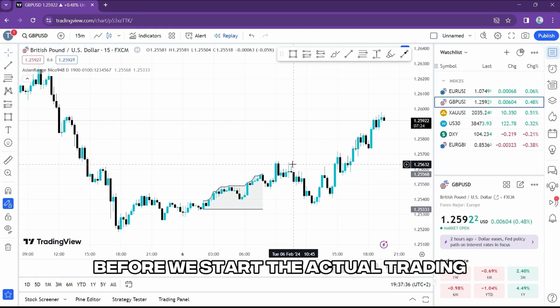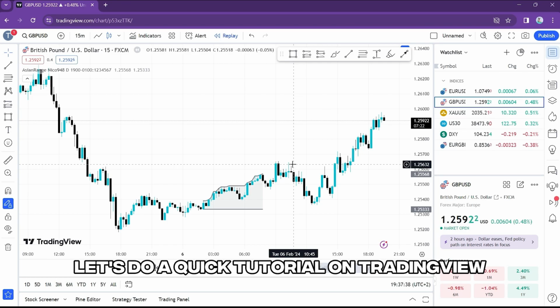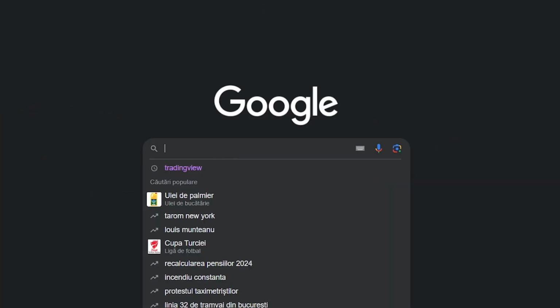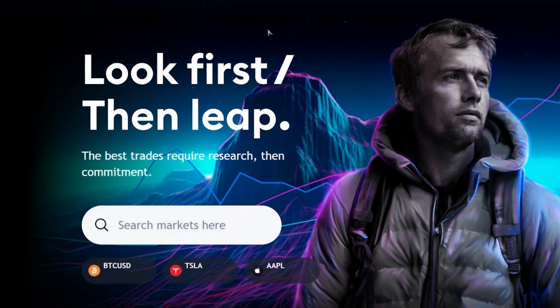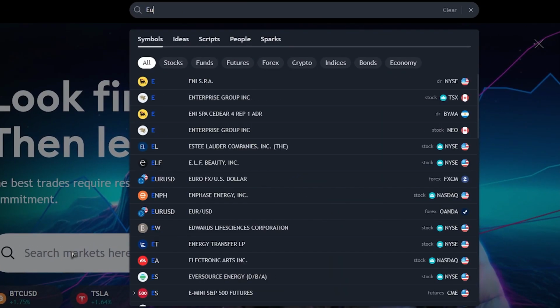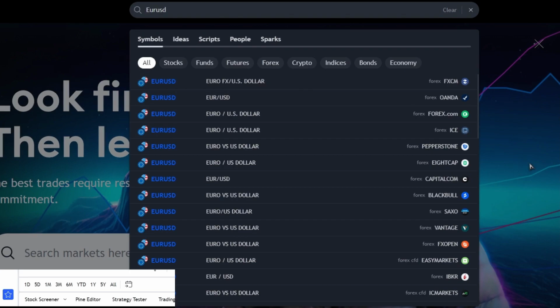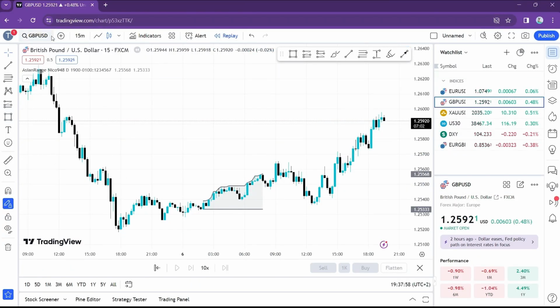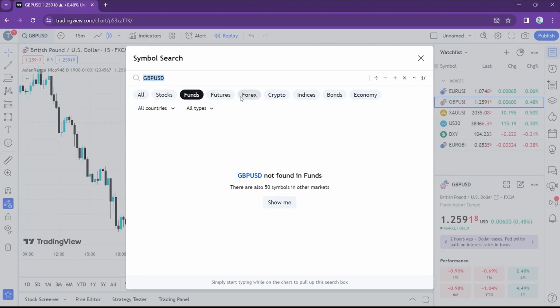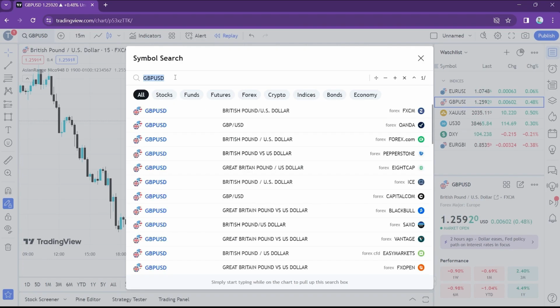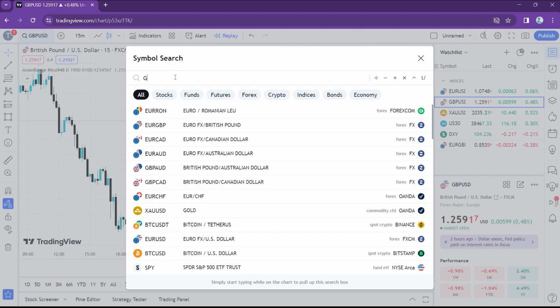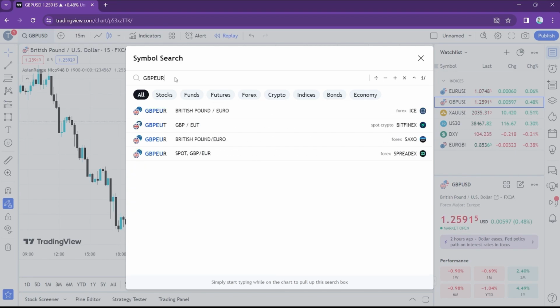And now, before we start the actual trading, let's do a quick tutorial on TradingView. This is the website, tradingview.com. It's completely free for a month, and then you get access to almost all currency pairs in the world. You will have also a link in bio. As you can see here, we have stocks, funds, futures, forex, crypto, indices, bonds, and so on. If you simply search for them, you will find everything you need.